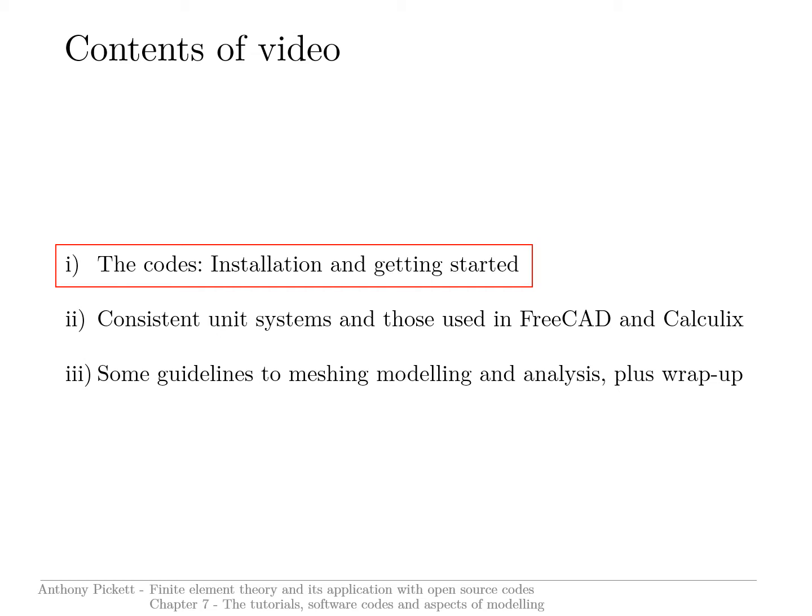First of all, I go through this in 3 parts. I'll give some further information on the codes, installation, and some further information on where you might look for details on getting started. I'll explain something that's quite important for finite element analysis, and that is the unit systems that you should be using. These have to be consistent, and I will explain this. And then finally, I'll move on to these topics of some guidelines for meshing, modeling, and analysis. At the end, there's a short wrap-up.